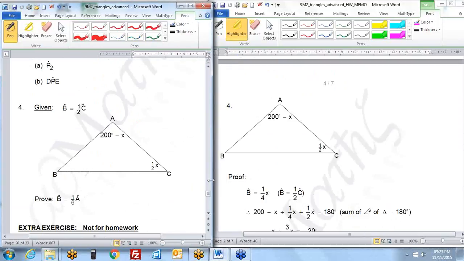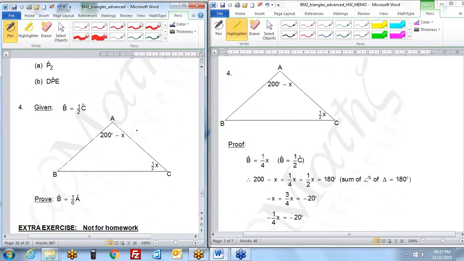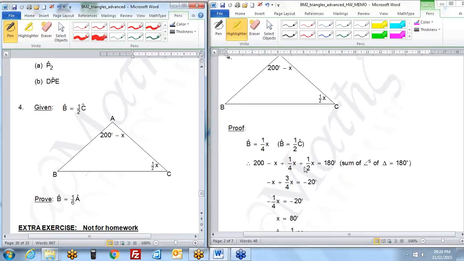Right, and then question 4. Given angle B equals a half times angle C. So you have to write down for angle B, it's a half times the size of angle C. So prove, in other words, that angle B equals a half times angle A. So firstly, we're going to write down information given.